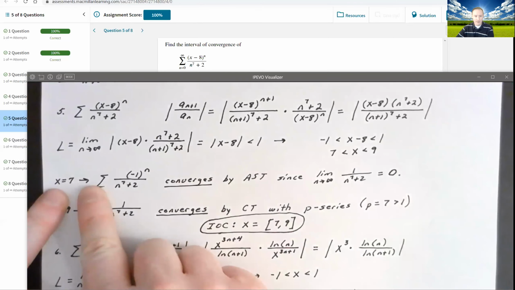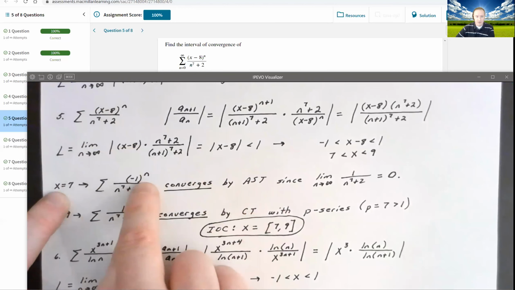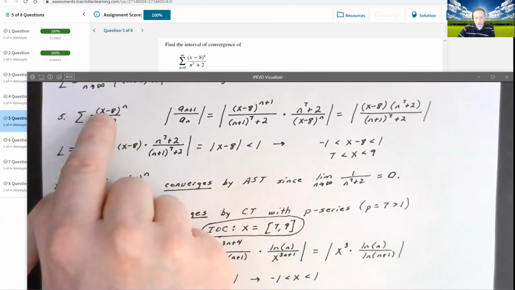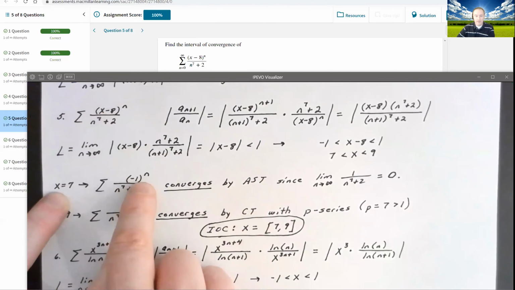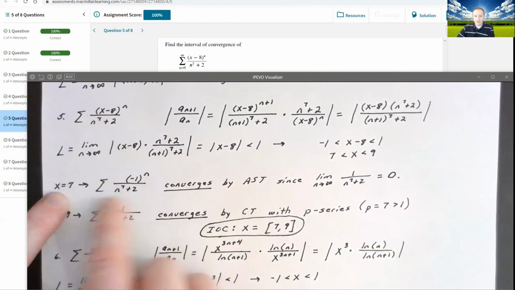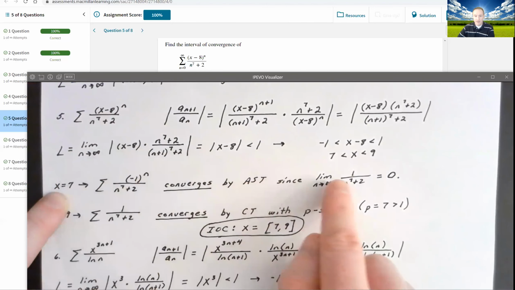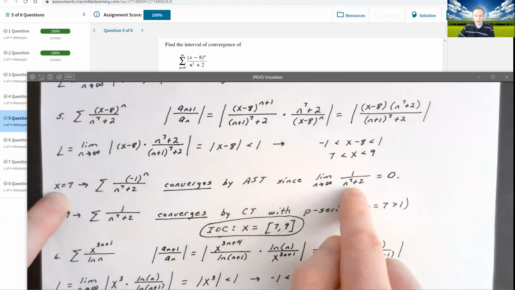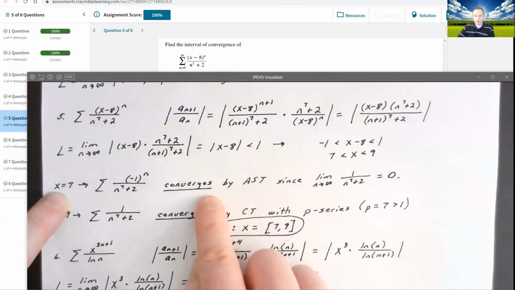And I can say, well, if x is 7, please think about what I did here. This shouldn't be difficult at all. If you plug in a 7 for x, you get 7 minus 8. Well, that's a negative 1 to the n power. Your numerator becomes negative 1 to the n. Here's your denominator. What do you know about this series? Well, you can say by the alternating series test, it is alternating. Since the limit of the non-alternating part would go to 0 as n goes to infinity, it converges.